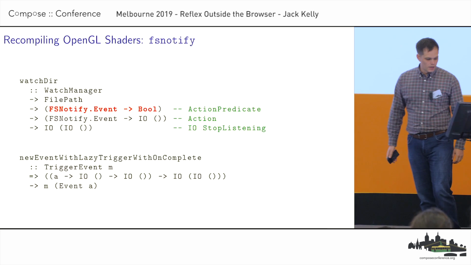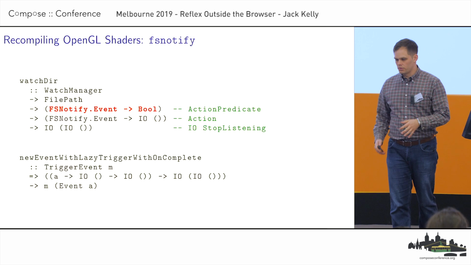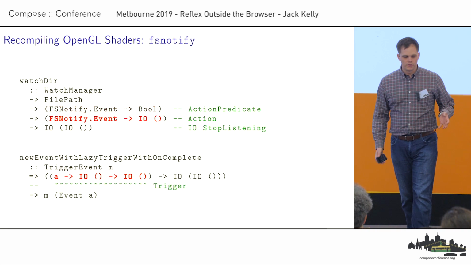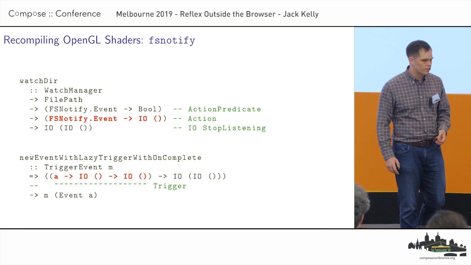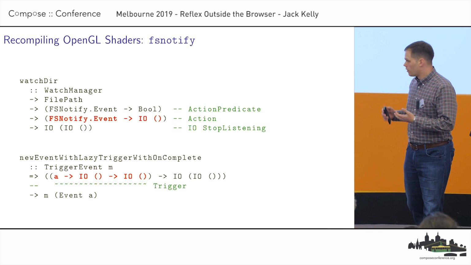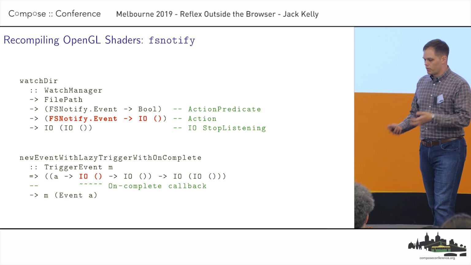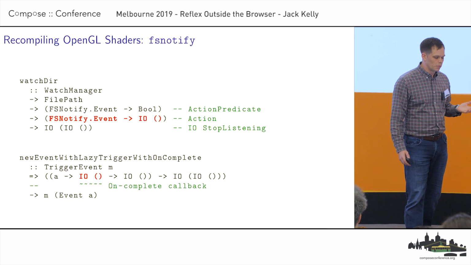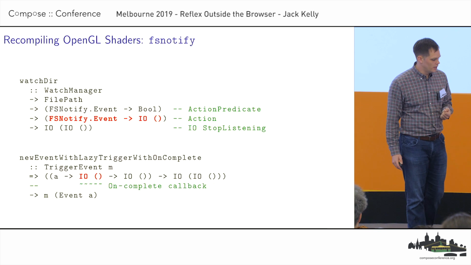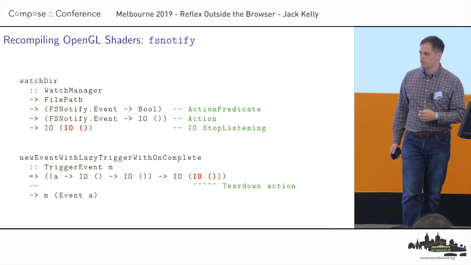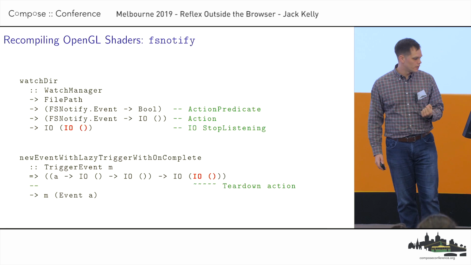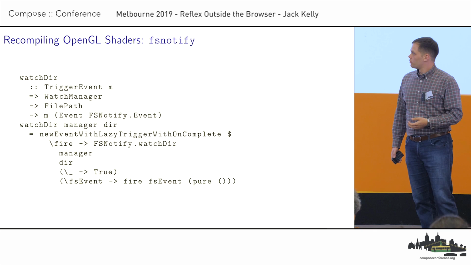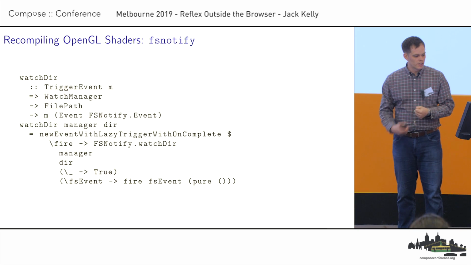So we have nowhere to put the action predicate, so we're just going to say, yes, we're interested in everything. The trigger itself has grown this surprising extra parameter. This is what we will do when the trigger is finished firing. We're not interested, so we'll be putting a null action in there. And this teardown is the same as the one we just talked about that watch returns. So that's those pieces, and they just pretty much click together.